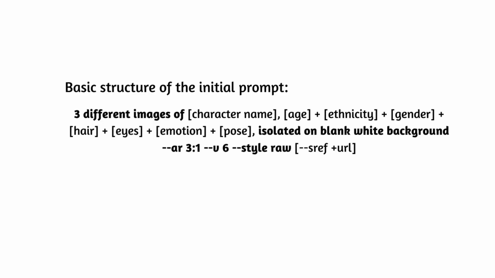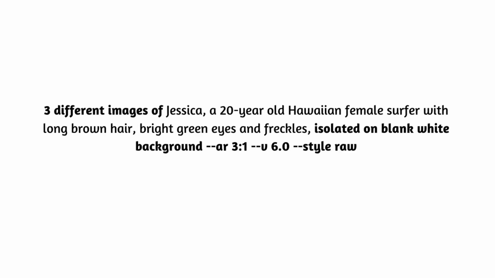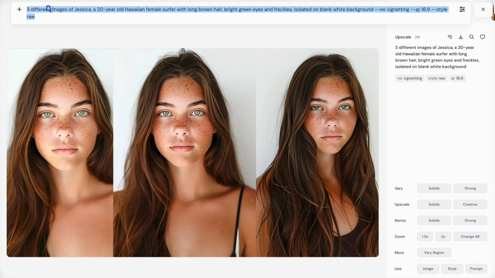Here's the structure of the prompt that I used to create 3 different poses. The prompts in bold will create 3 different images on a white background in landscape format, using version 6. The prompts in square brackets are all optional. Here's an example. I named her Jessica to make it easier to find this prompt again in Midjourney. You can use as much or as little detail as you like. Here's the result.